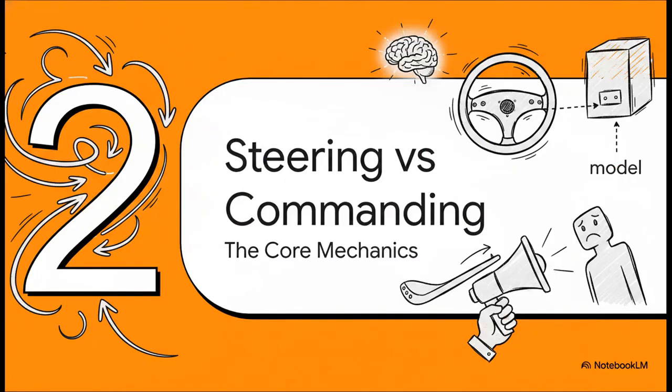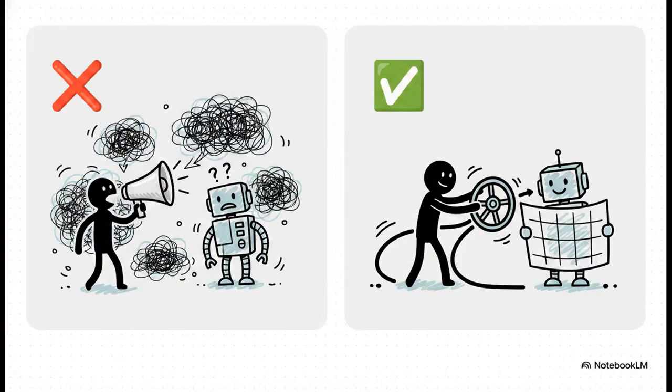Moving right along to Part 2, Steering versus Commanding, the core mechanics. Now that we actually know how the machine thinks, how do we move away from those lazy, vague commands to steering the model to produce our exact desired outcome? Now, what's really interesting about this comparison is the stark contrast between these two approaches. That bad prompt? It's just a command. Write something about our product. You're forcing the model to guess your tone, your length, and your audience, which almost always results in fluffy garbage.